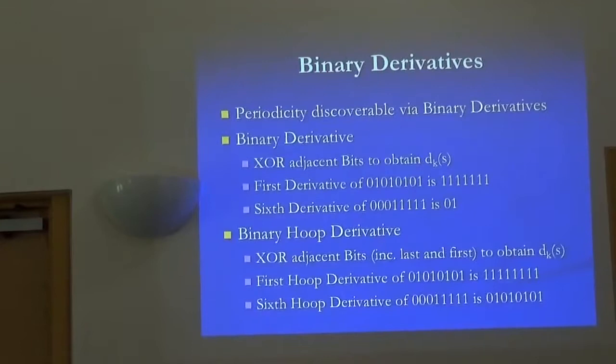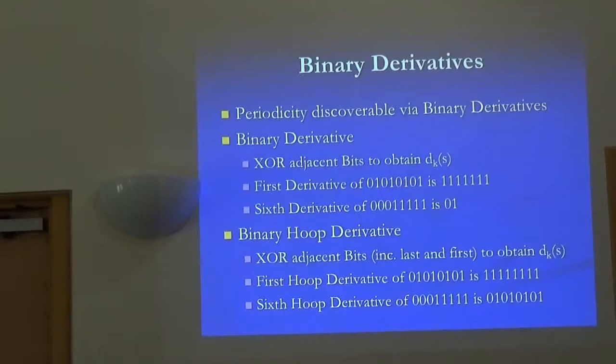So the periodicity in a string is discoverable by taking the binary derivatives. You have to take all the binary derivatives. What's a binary derivative? It's the exclusive OR of the adjacent bits. D K, D for derivative, K for the kth derivative of the string S. So the first derivative of this string here is 1111, because each of the digits differs, which gives us a 1. And for the next derivative, notice that whereas this string here is 8 bits long, that string there is 7 bits long. So the next binary derivative would be a string of 0000000, six zeros all in a row.